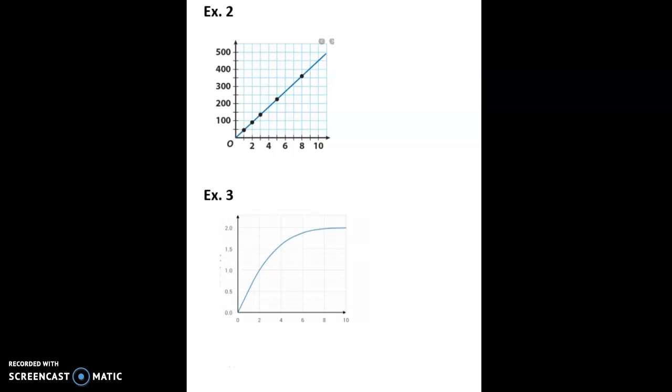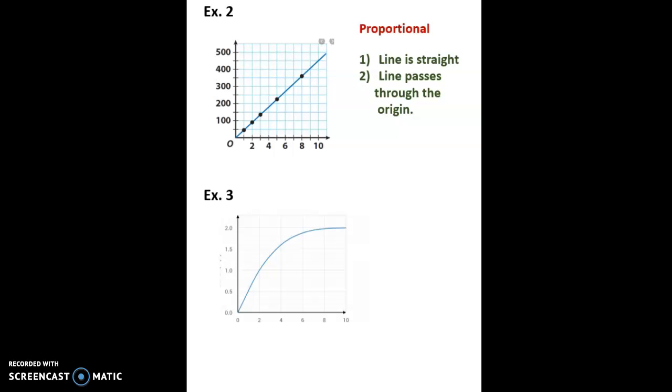Let's try example 2. Ask yourself the two questions. Say, self, is my line straight? And you would answer yourself, yes, it is. And 2, does it touch 0, 0? Does it touch the origin right here? Yes, it does. If you say yes to both of those questions, it is proportional because it's straight and it passes through the origin.